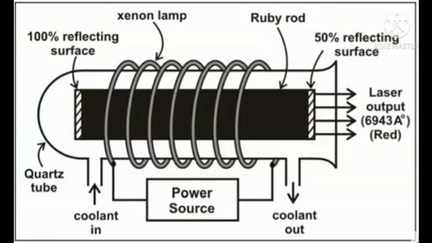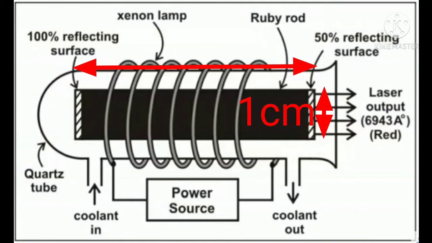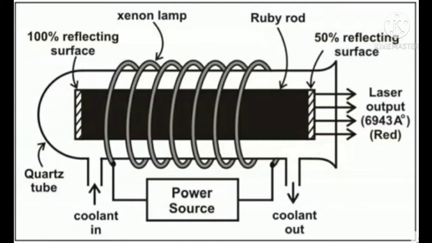Here you can see the basic diagram of ruby laser, where this cylindrical rod is of 5 centimeter length and its diameter is 1 centimeter. These are the important points that you must remember about ruby laser.